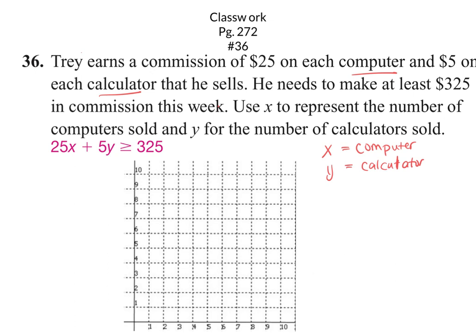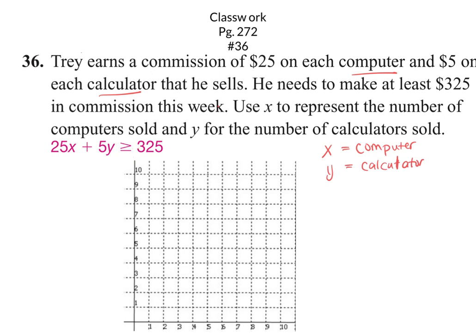You would have multiplied each computer by $25. That's what he makes on that. Plus each calculator by $5. He needs to make at least, is $325 the most that he wants to make or the minimum? So what he makes needs to be larger than $325. So you have to look for the logic behind this. If he wants to make at least, then that means this needs to be greater than or equal to 325. All right? And then I'm going to do it exactly the same way.